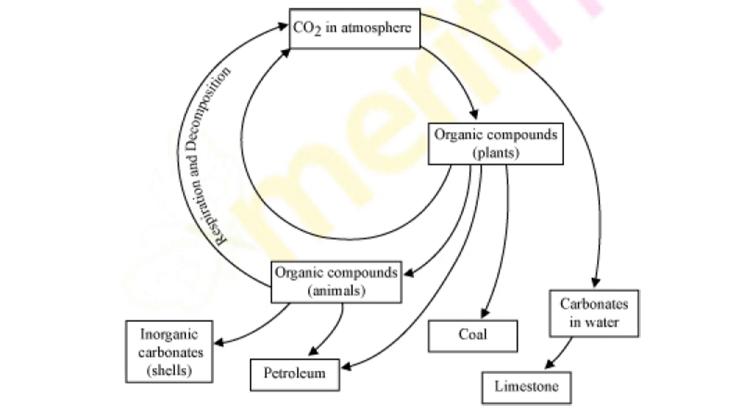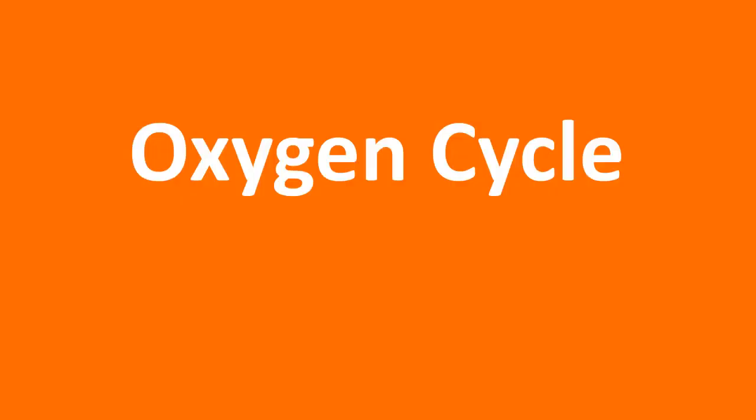So this is about the carbon cycle. This diagram is given in your NCERT book also. You can see it from there, and you have to draw this diagram in your notebook. Now moving ahead to our next cycle, that is the oxygen cycle.